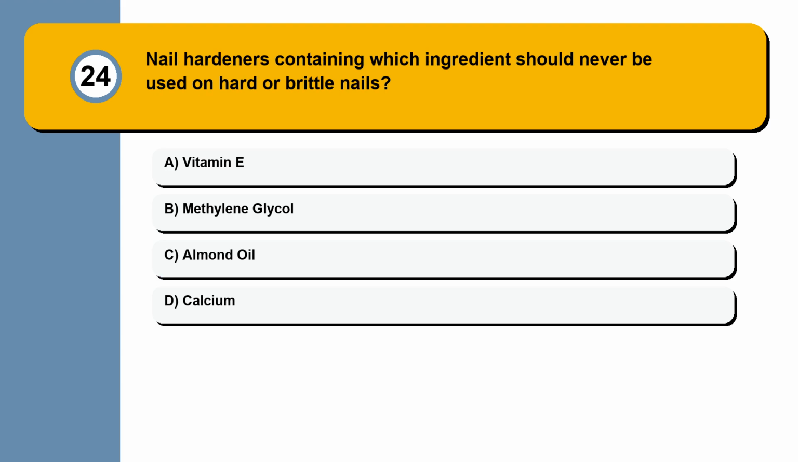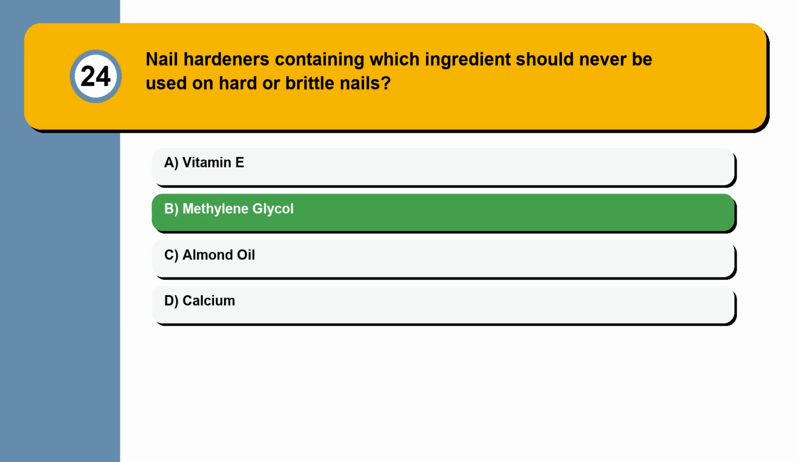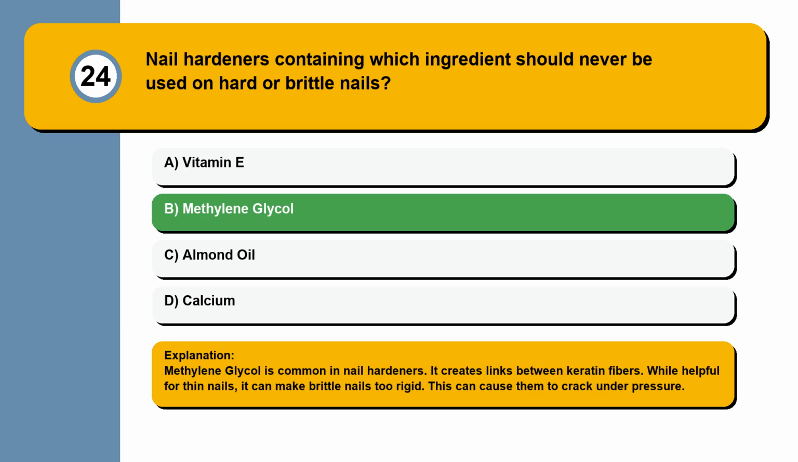Question 24. Nail hardeners containing which ingredient should never be used on hard or brittle nails? Vitamin E, methylene glycol, almond oil, calcium. Methylene glycol is common in nail hardeners. It creates links between keratin fibers. While helpful for thin nails, it can make brittle nails too rigid. This can cause them to crack under pressure.